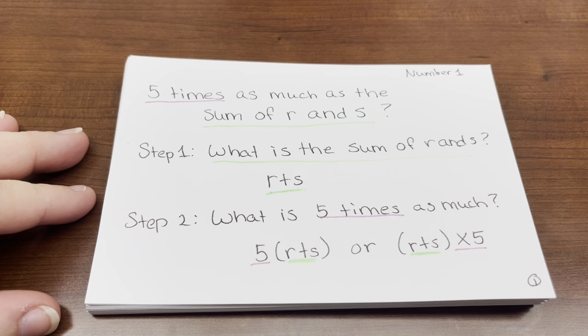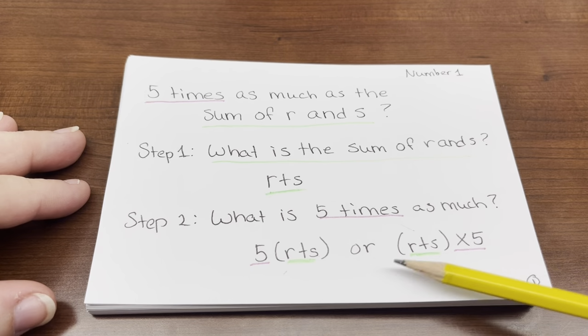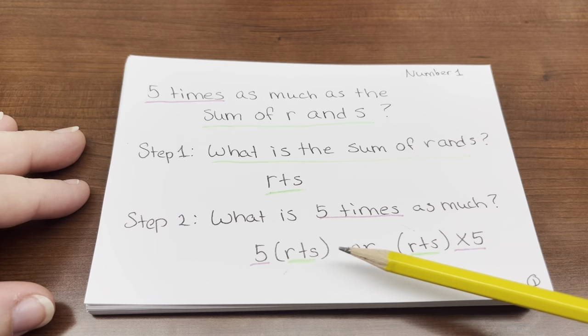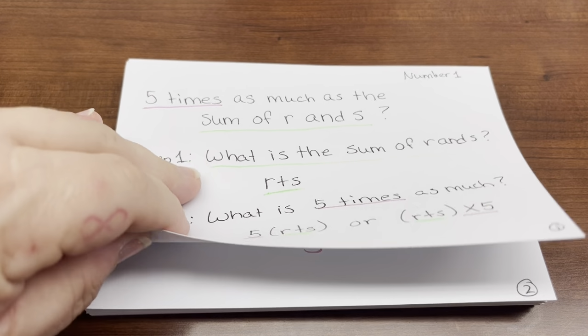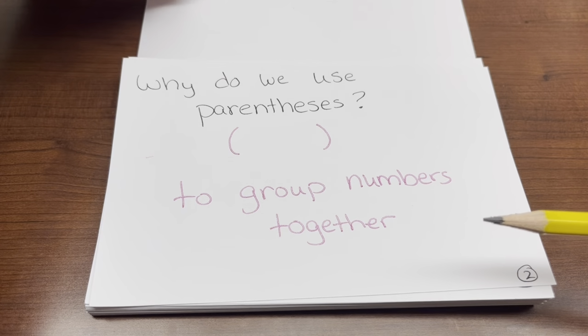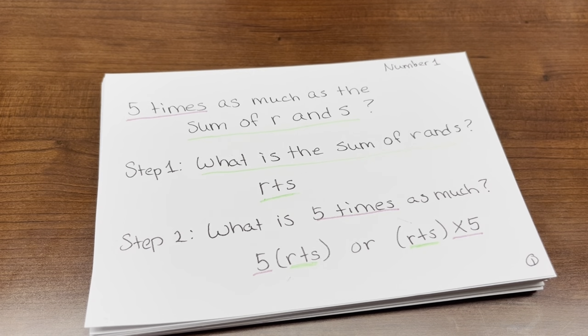this can work. So one way that we can write it is we can put the R plus S in parentheses and put the 5 next to it, or we can put the multiplication sign with the 5. And it doesn't matter if you have the 5 in front of the R and the S or the 5 after the R and the S. You'll have to look at the answers to see how they are put together. And in the case of this problem, what we're doing is we're using the parentheses so we can group the numbers together, because they are wanting 5 times as much as R plus S.